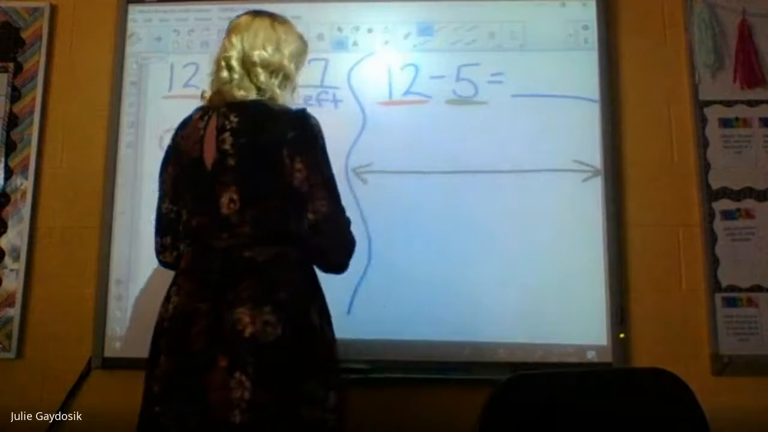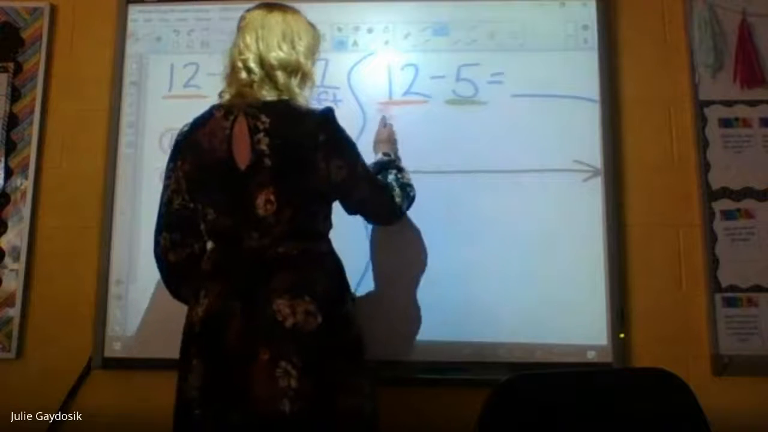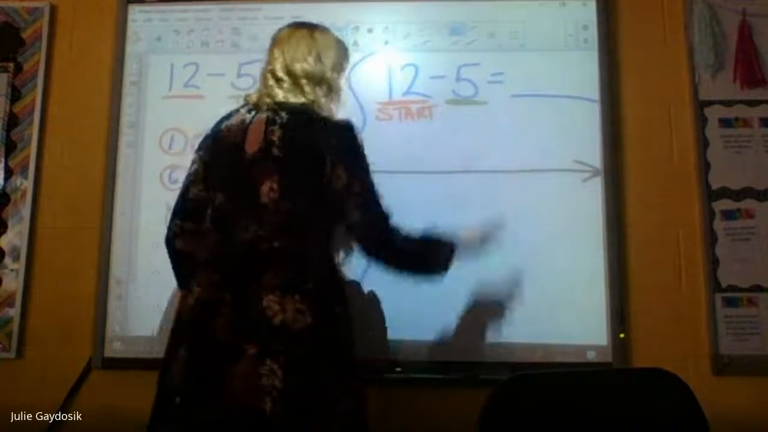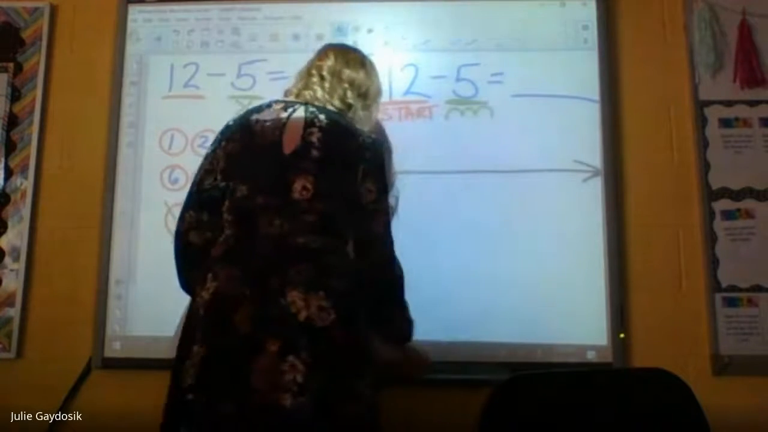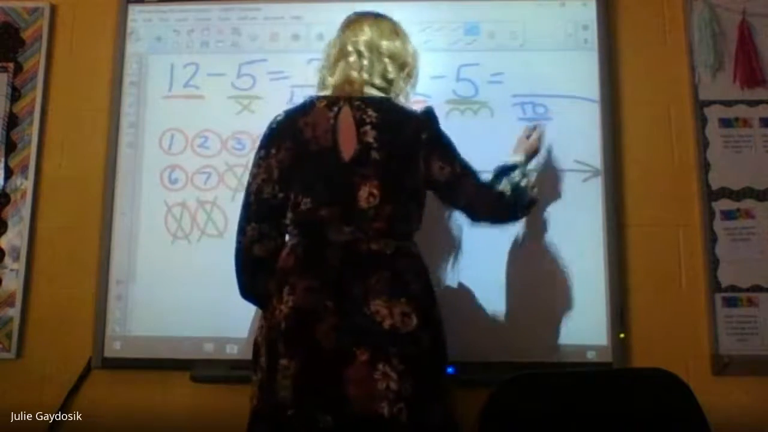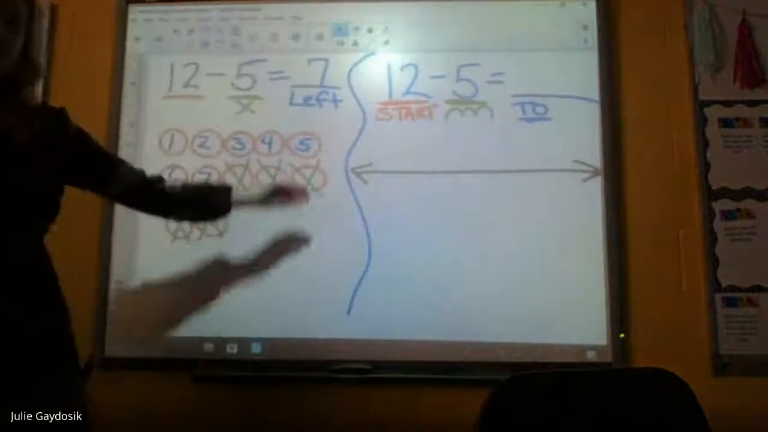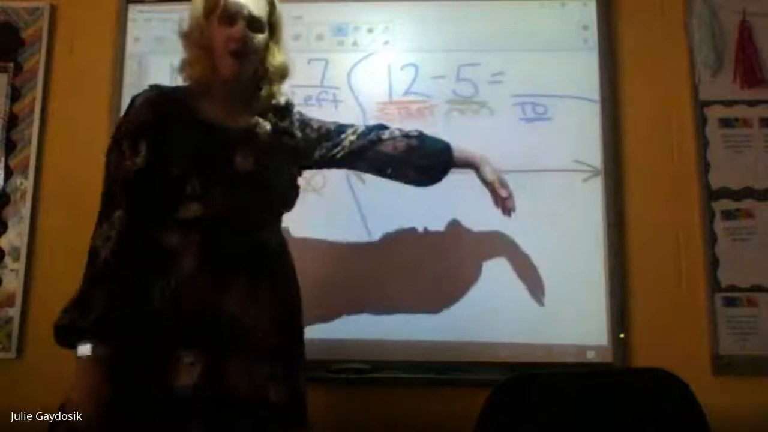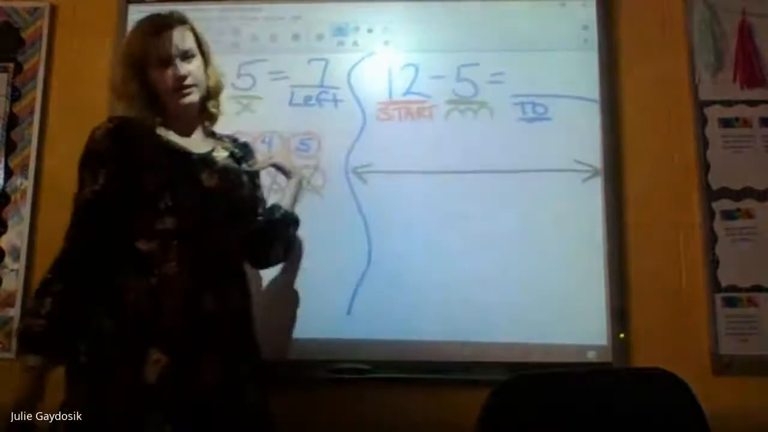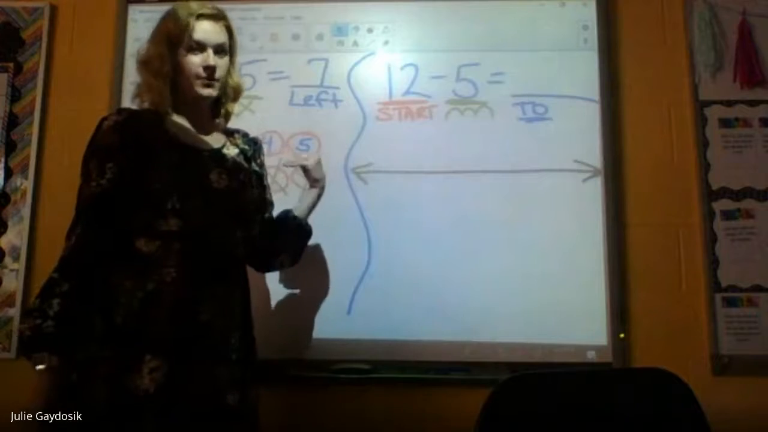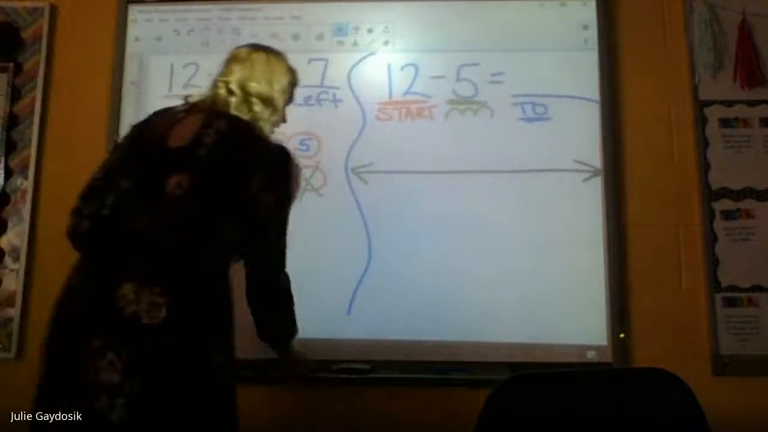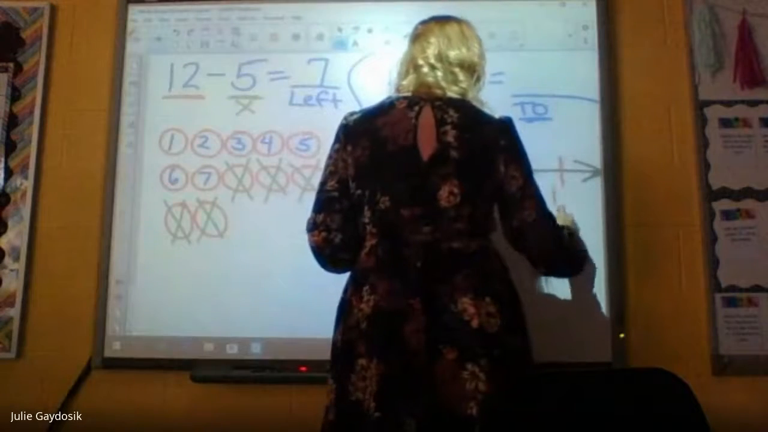Okay. Now, don't forget, this is where I start. Same thing as addition. These are my hops. And this is where I'm going to. All right, this is where I want to end up. Now, in subtraction, do we start on this side and hop up, or do we start on this side and hop down or backwards? That's right. We start on this side and hop backwards. Right, exactly. So I'm going to start at the number 12.